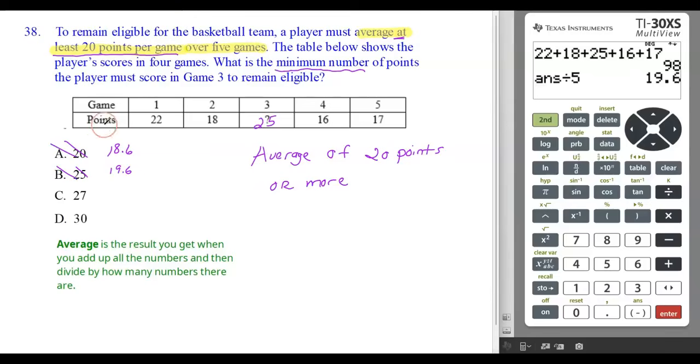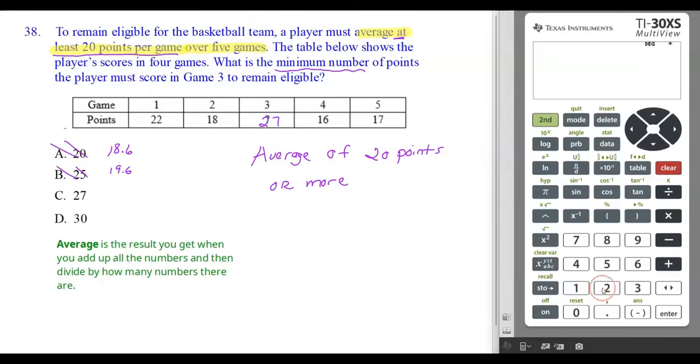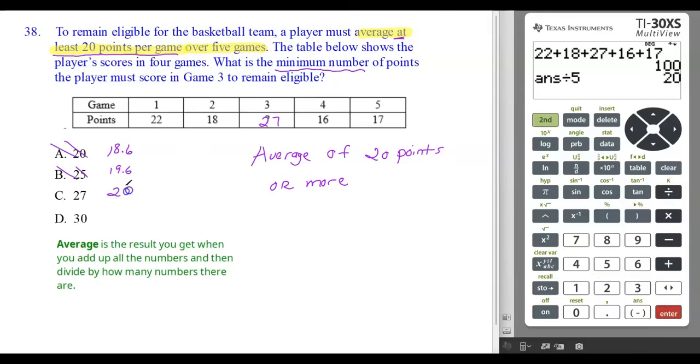And these represent my averages here. Let's just keep going till we get the right answer. We'll now try C, which is 27. So 22 plus 18 plus, now it's 27 plus 16 plus 17. Hit enter, divide by 5, and this gives us 20. So C has to be my answer.